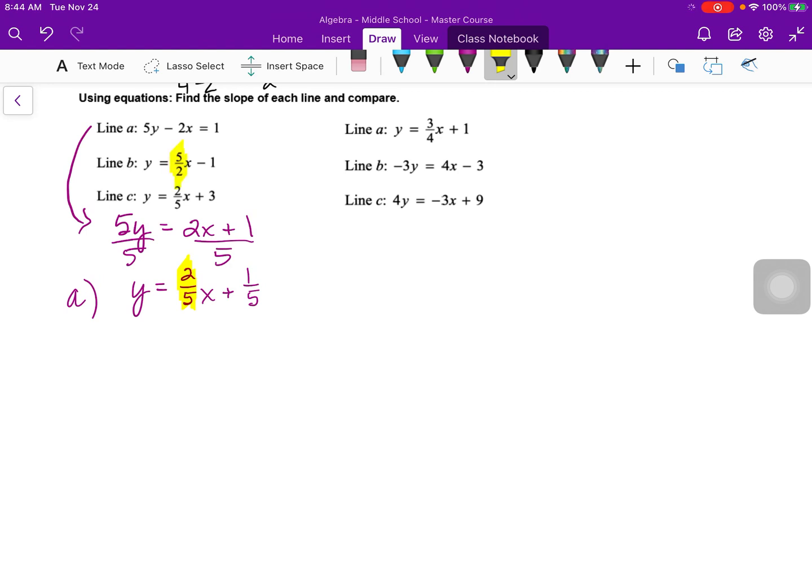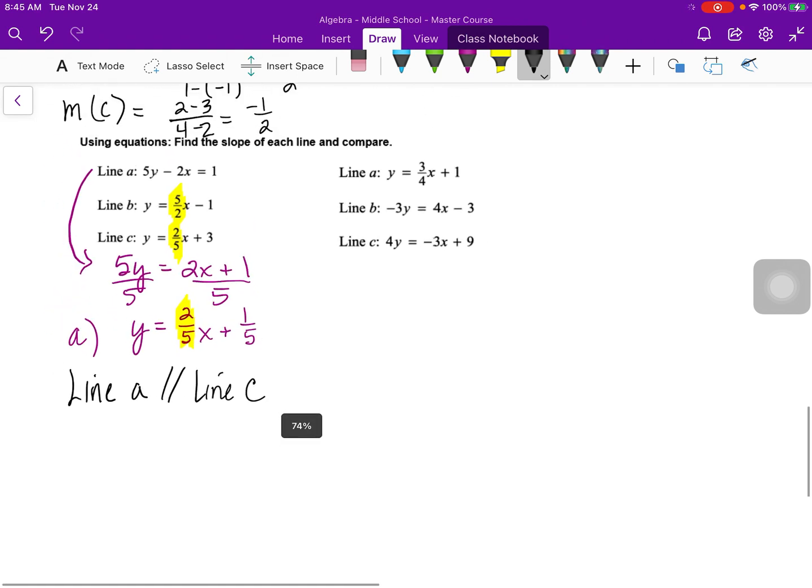In line B, the slope is 5/2. And in line C, the slope is 2/5. So in this one, I don't need to do any more work other than just to look at the slopes. And I can see that based on what I've calculated here, line A and line C have the same slope. So line A is parallel to line C. Even though line B is the reciprocal of 2/5, it's not the opposite reciprocal. So therefore it is not perpendicular. So be careful about that. So you just have two lines that are parallel there, okay?